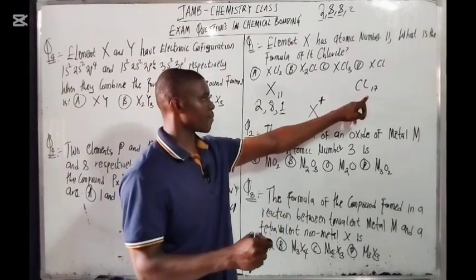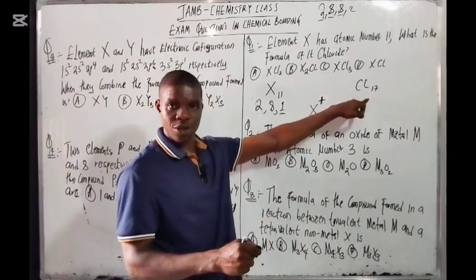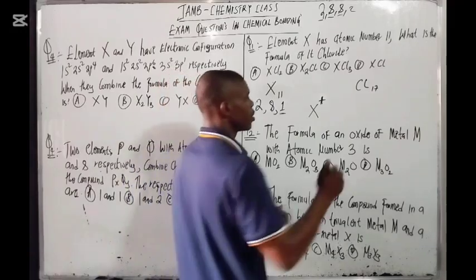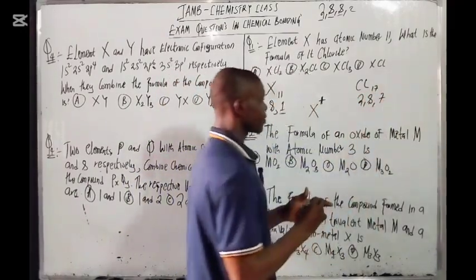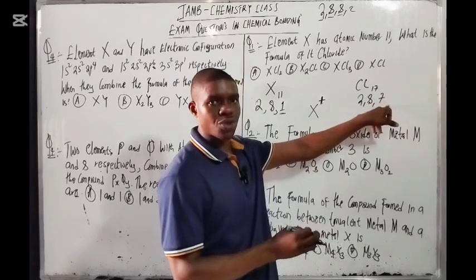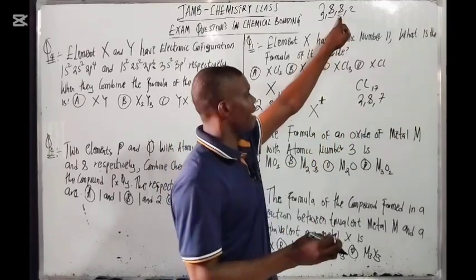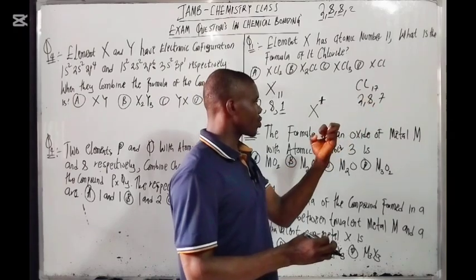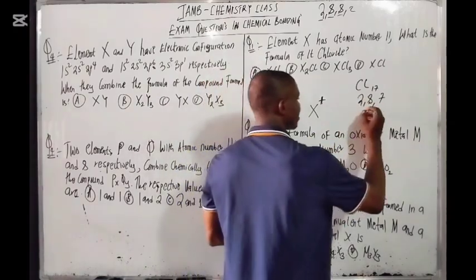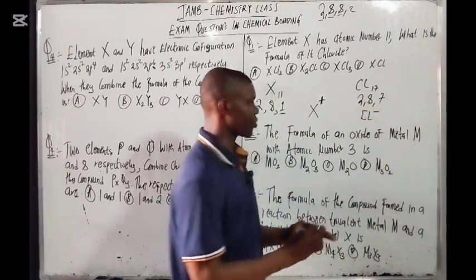Let's look at chlorine. The electron number is 17, which gives 2, 8, 7. This atom cannot lose electrons, so it has to gain 1 electron to have 8 electrons in the outer shell. When you gain 1 electron, you become Cl minus.